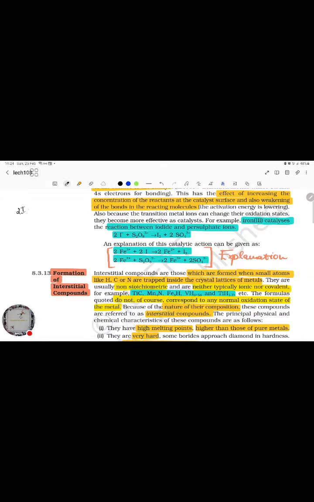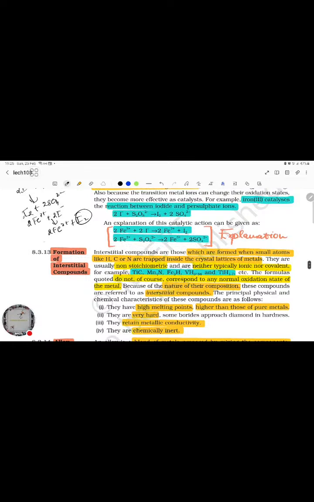As you can see, this is 2I- plus S2O8 2-, which forms I2 with 2 sulfate. Yes, so in this particular reaction I'm going to use iron 3 as a catalyst. So let me use Fe3+ as a catalyst in this particular reaction. Now upon reaction with iodide, it leads to the formation of 2Fe2+ and iodine. Then this 2Fe2+ upon reaction with the S2O8 2- ion leads to the formation of 2 moles of sulfate ion.